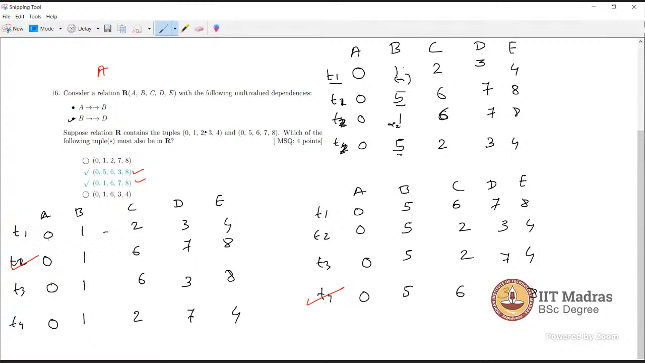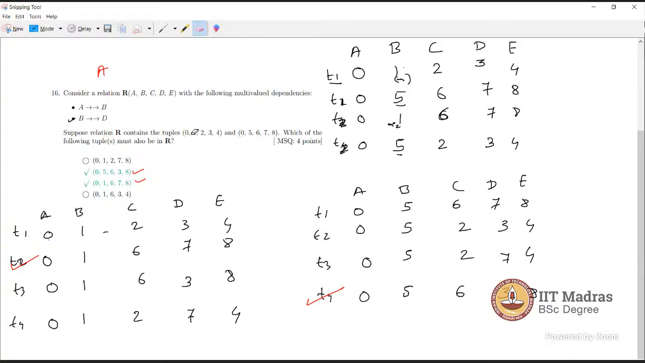So for B to D you have a multivalued relationship. So for B it takes values 1 and 5, and for D you take values 3 and 7. So it can be 1, 5, 1, 7, 1, 3, 5, 3, 5, 7. So these are the combinations that I have to look for. But for C and E, the values cannot change. It can only be the combination of 2, 4 and 6, 8. So other combinations are eliminated.